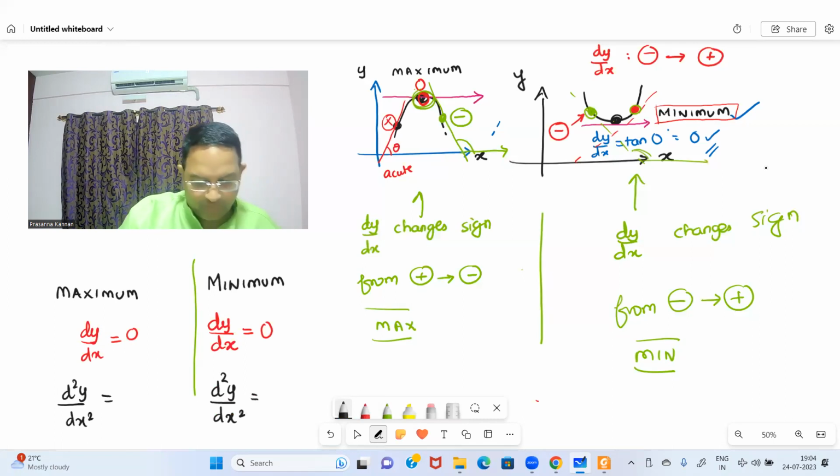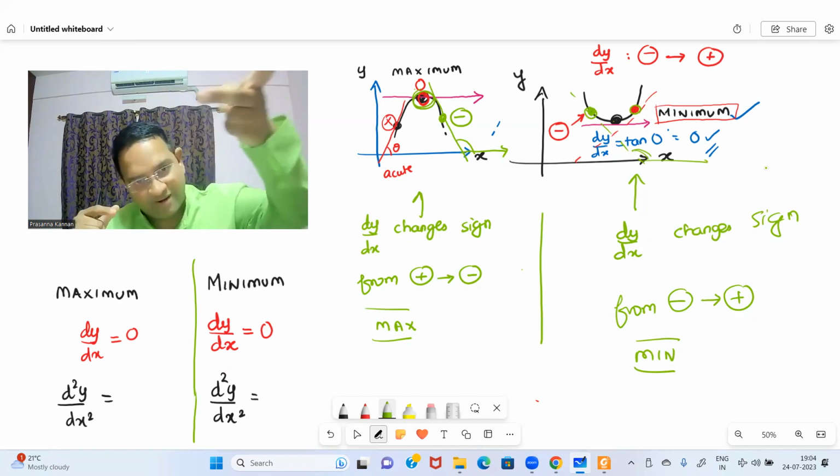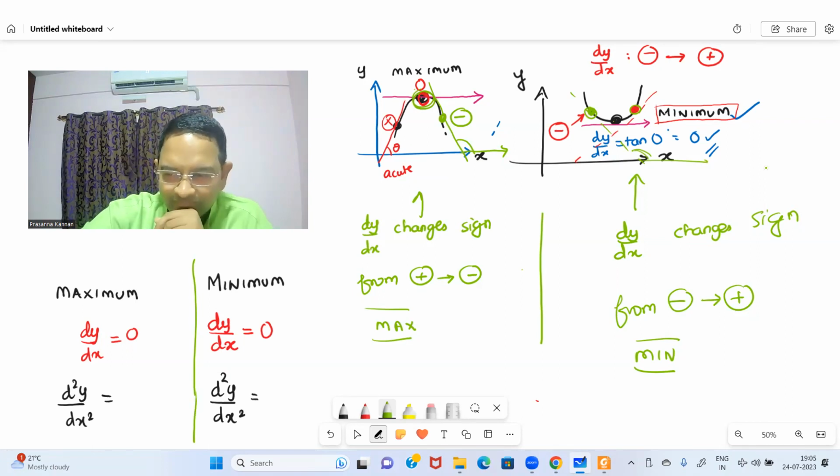Tell in terms of d square y by dx square, students, and explain this. What is d square y by dx square? What is dy by dx? Change in y with respect to x, correct or not? Yes, sir. What is d square y by dx square? Change in dy by dx. All right, I repeat. What is dy by dx? Change in y with respect to x. What is d square y by dx square? Change in dy by dx with respect to x. Clear? It's the second derivative, that's all.